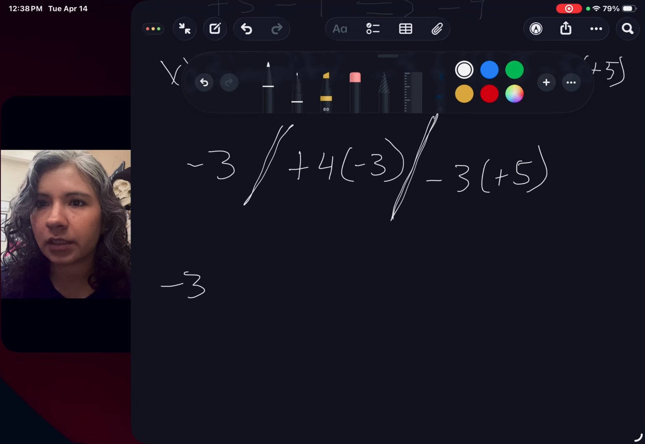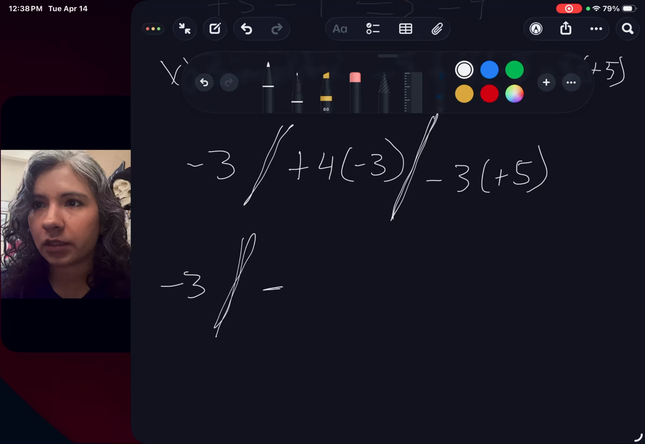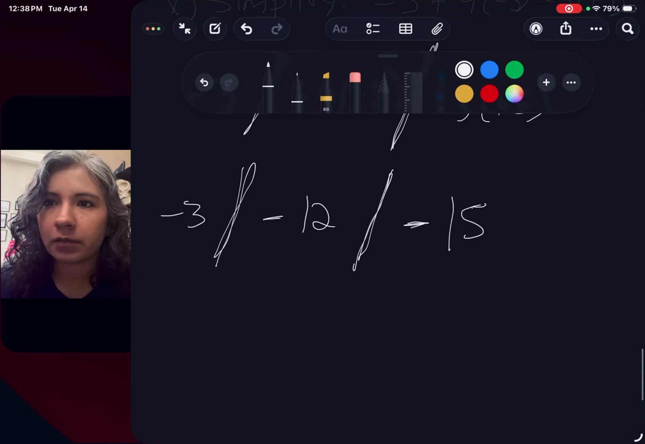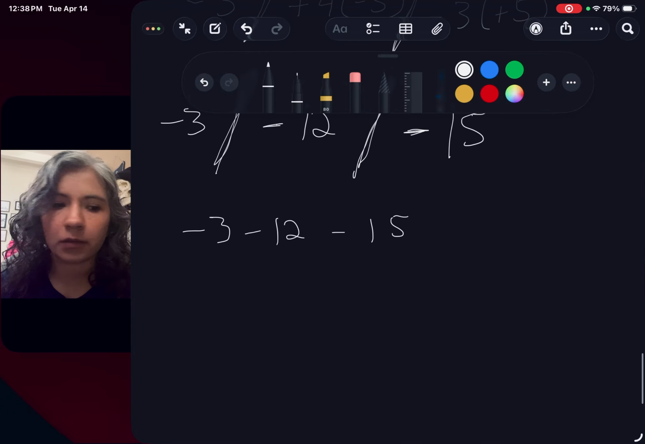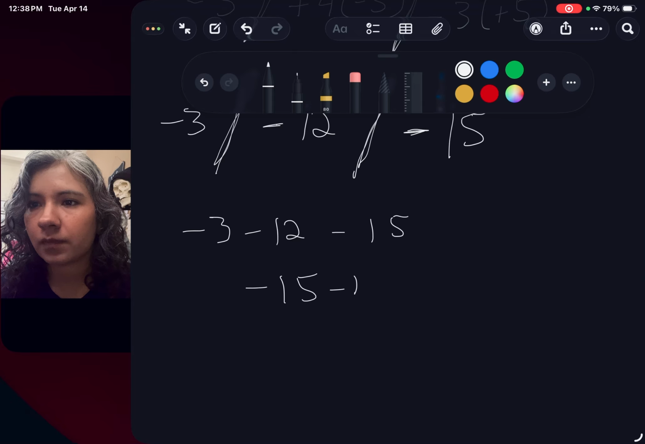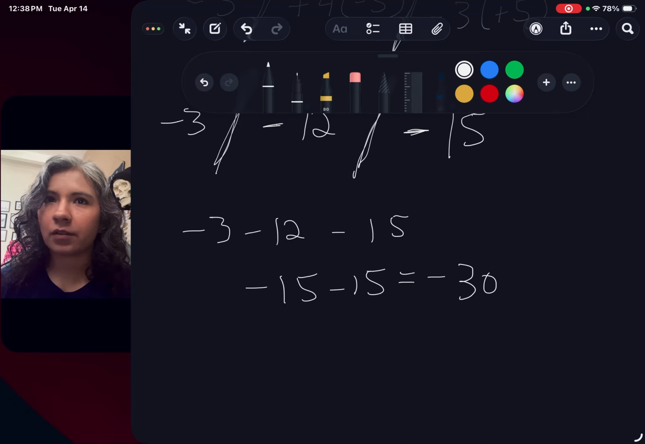So -3 stays the same. Now we're going to multiply 4 times -3. Since they're opposite signs, it's -12. Same thing, opposite signs. 3 times 5 is 15. So now we have -3 minus 12 minus 15. We can go just left to right. If you just know that's -30 from looking at it. -30.